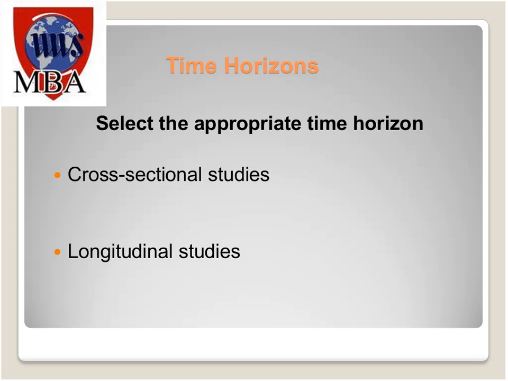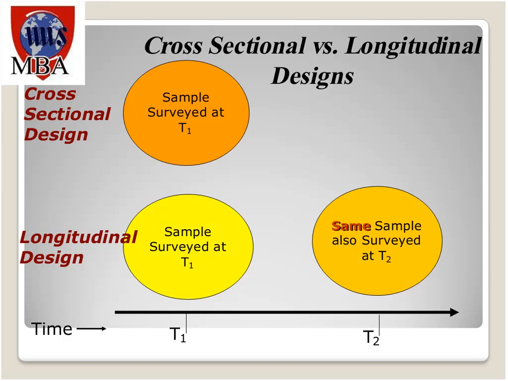So what is the difference? If you do a longitudinal design, it means that, for example, at time T1 you have a sample survey, and again you do this survey with the same sample at T2, at another time. But a cross-sectional design is not at the same time, it is at a different time, and maybe the sample is not the same.